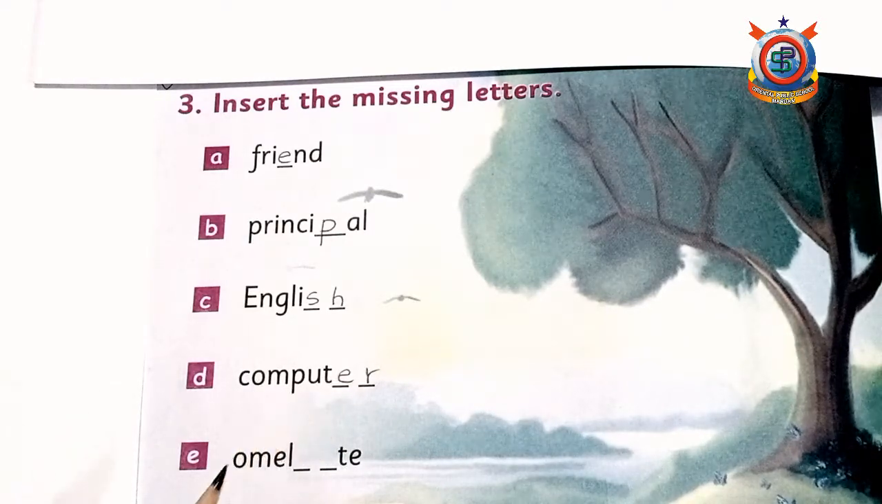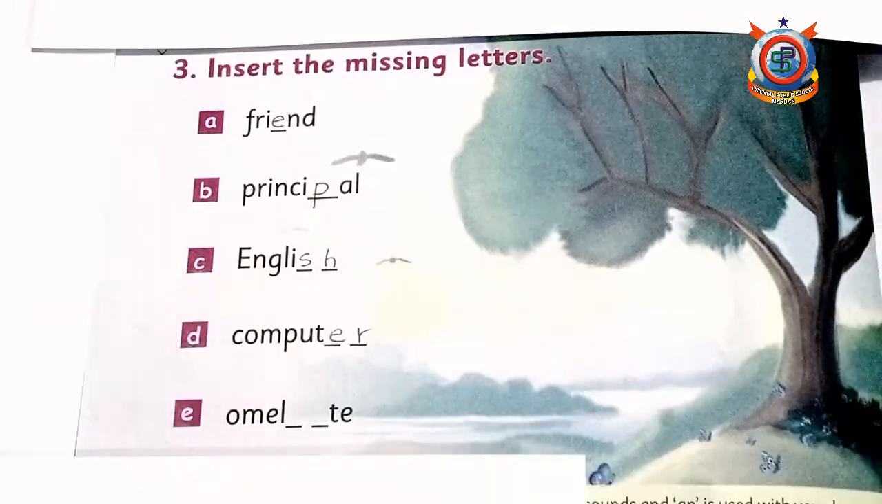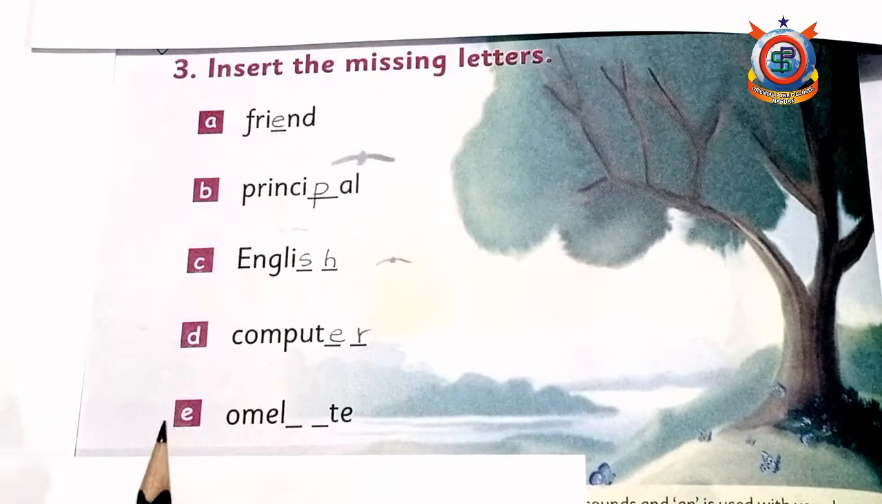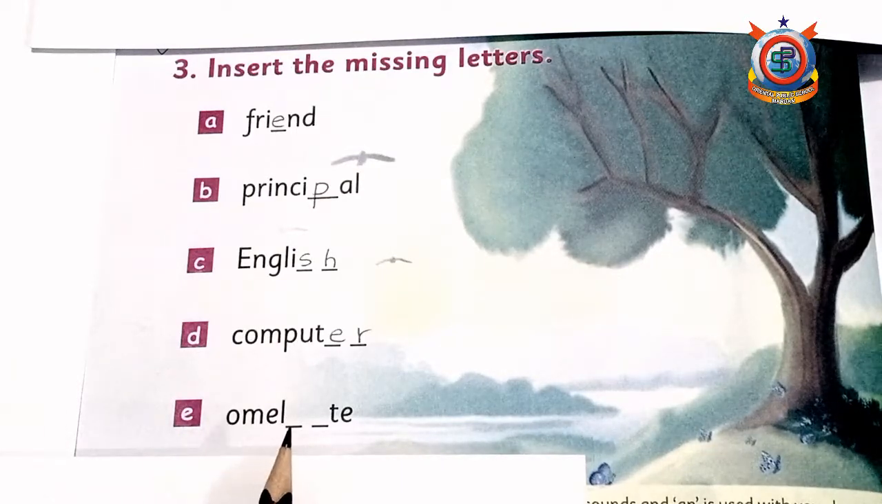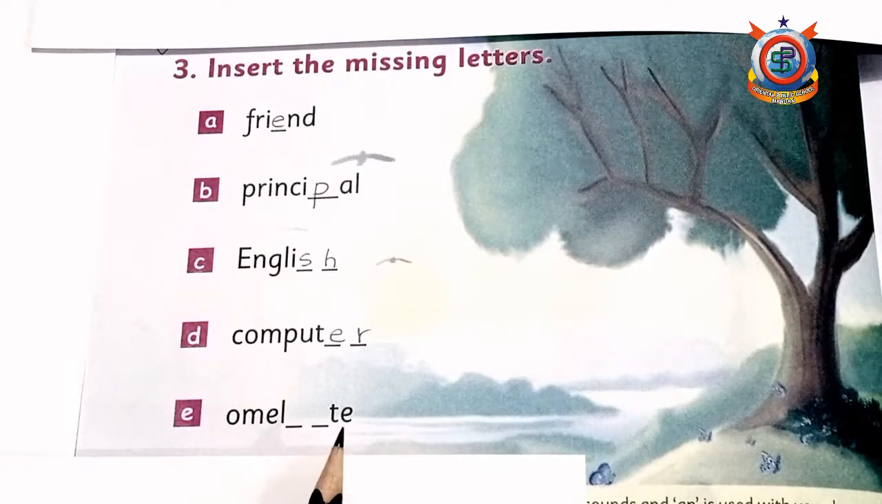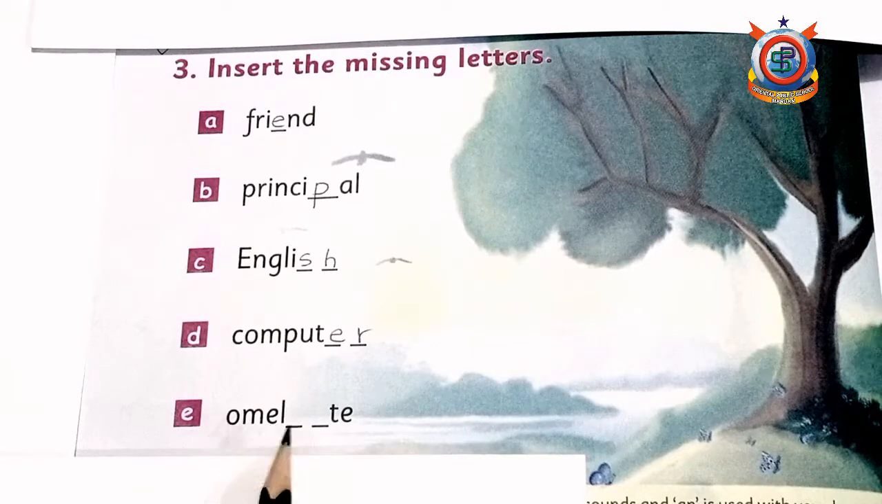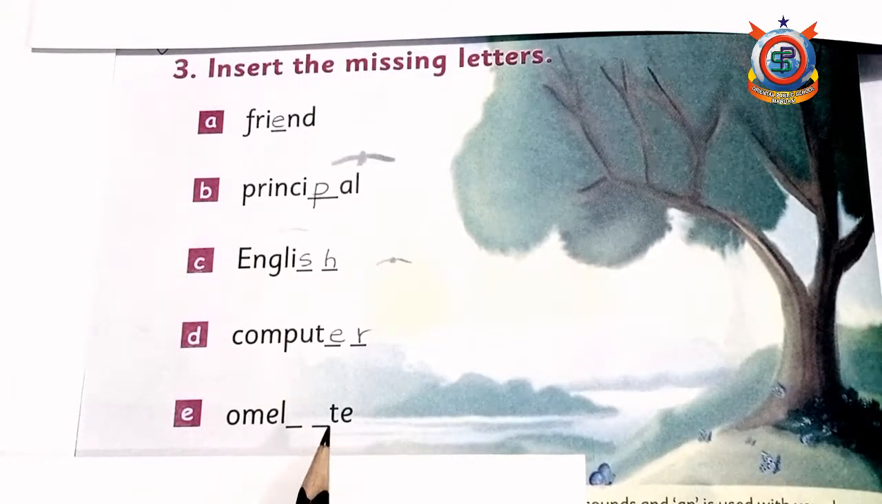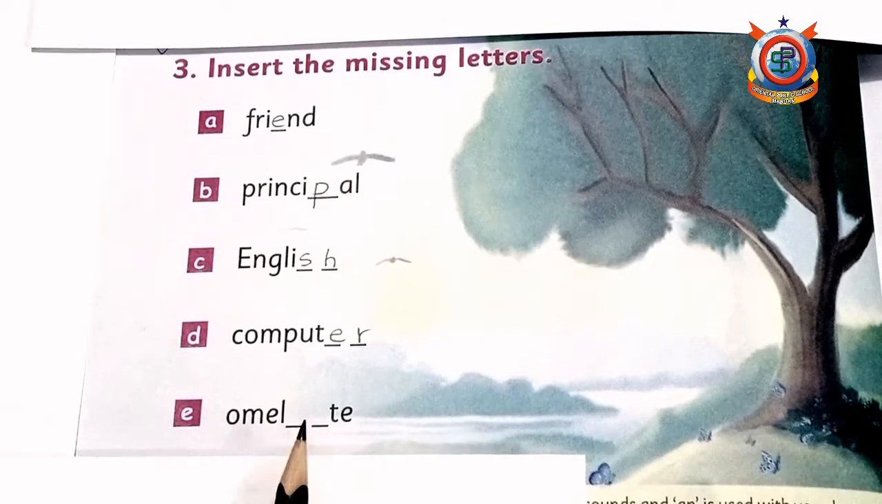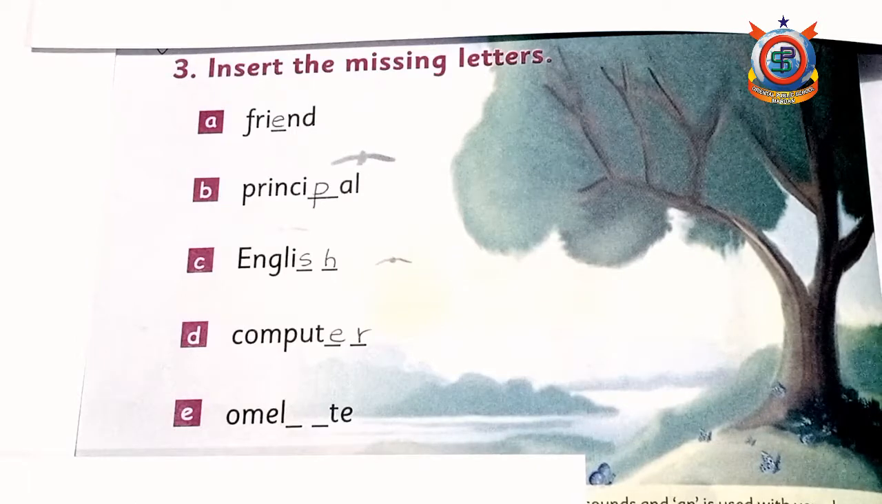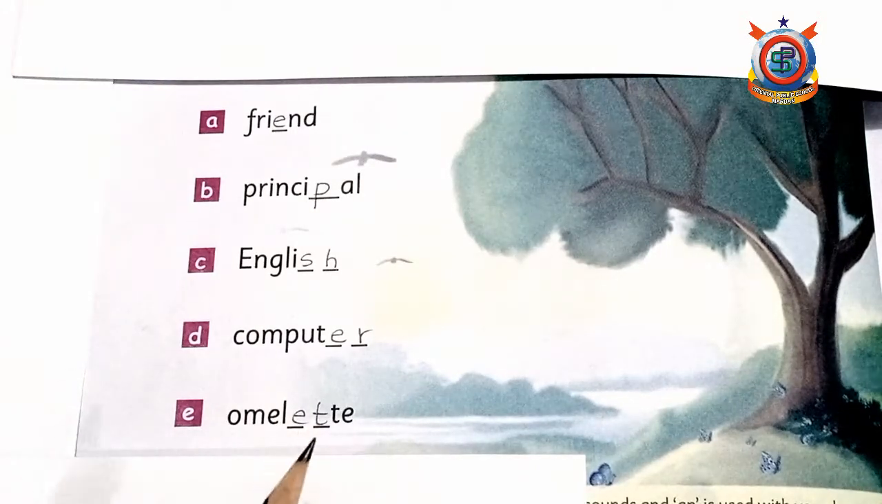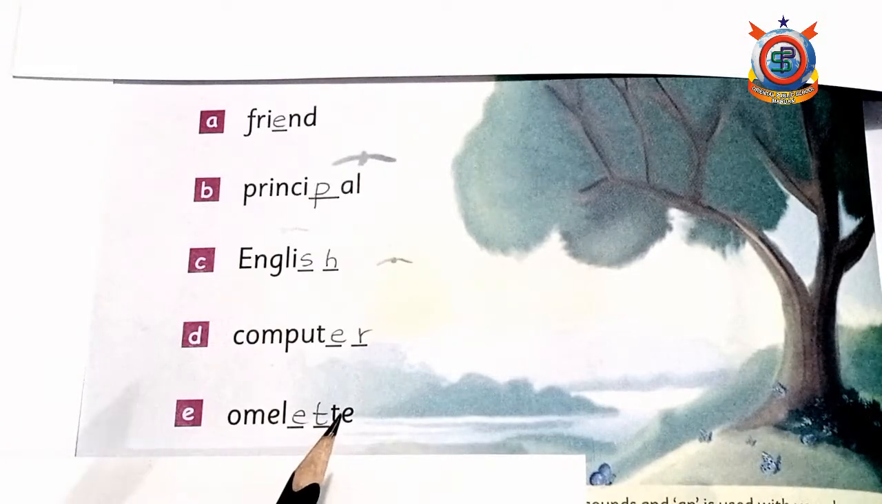Very good. Now moving towards E part. Okay, students, now this is part E. O-M-E-L, two spaces, T-E. So how many letters will we put here? Two letters, and those two missing letters are E and T. This is omelette. Very good. Have you eaten omelette? Yes, many of the students like to eat omelette at breakfast. Omelette is made from eggs. Very good. Omelette खाते हैं ना आप लोग?